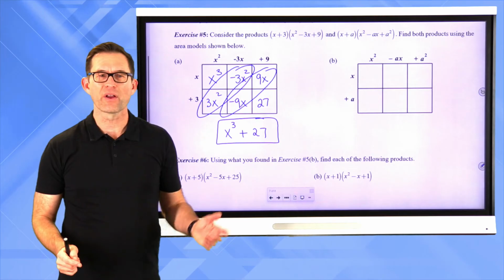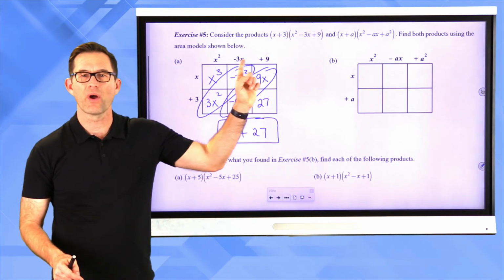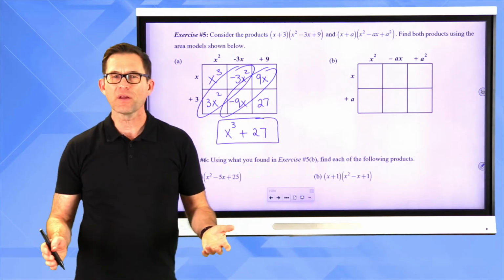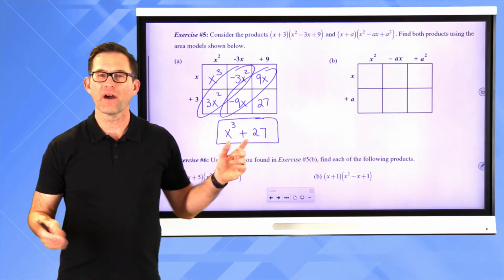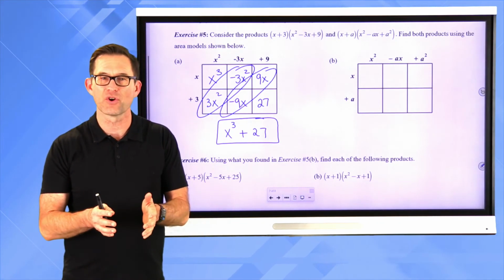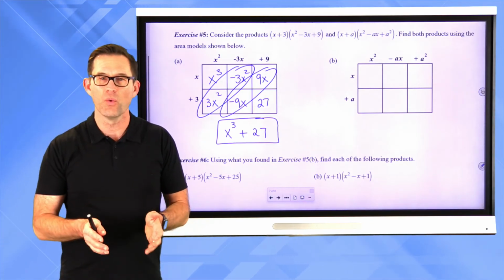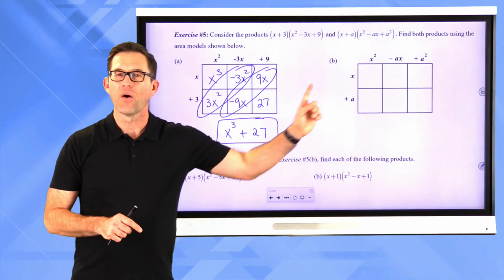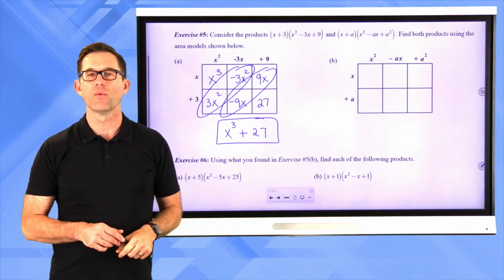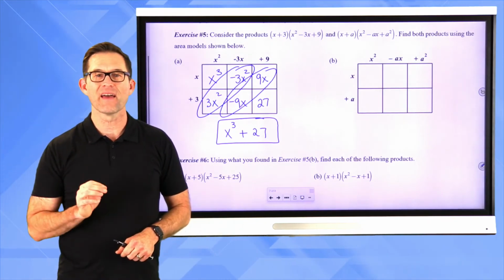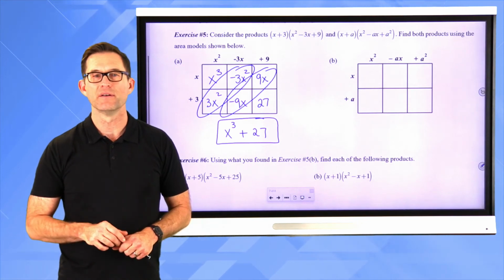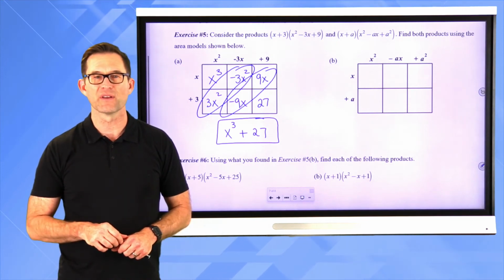And it's remarkable. Here I have a binomial times a trinomial. Typically that should give us 6 terms, and it all kind of collapses down to 3 terms. Really, really kind of cool. All right? Now, why don't you go ahead and see what you get when you do x plus a times x squared minus ax plus a squared. Pause the video now and see what you can get there.